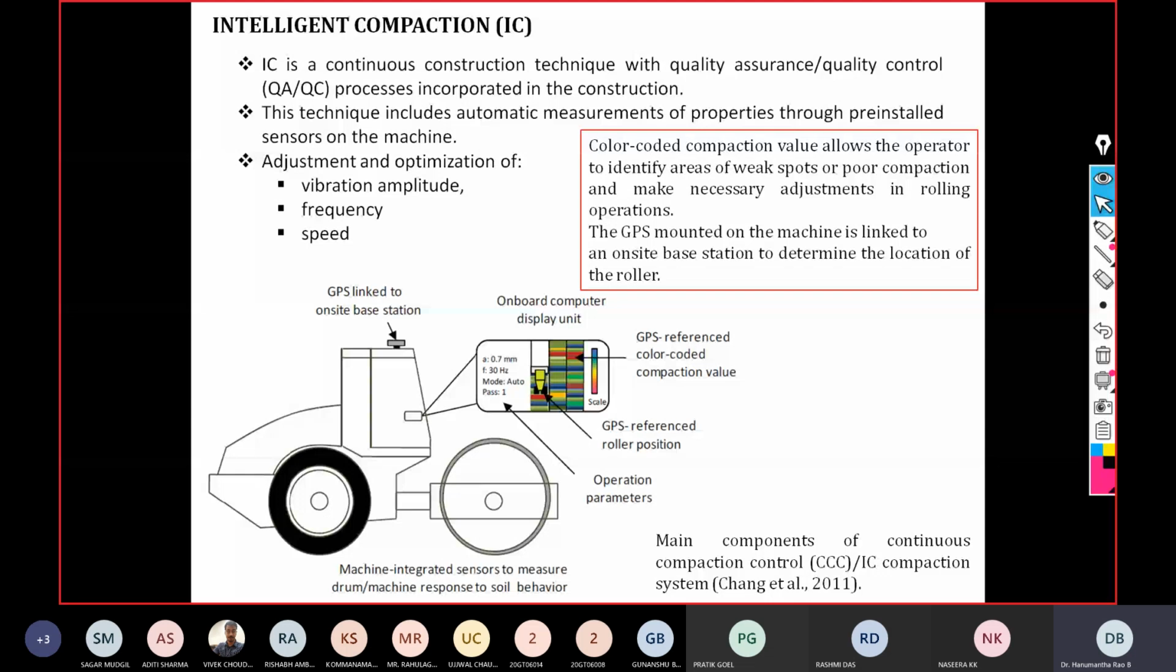Or alternatively, it can be automated. Automated means without manual intervention. So the instrument can vary the different parameters. For example, we can optimize the vibration amplitude, the frequency, and the speed. Also, of late, all the compaction equipments are equipped with different sensing systems, so that the road is uniformly compacted.